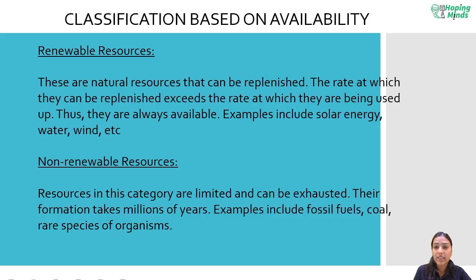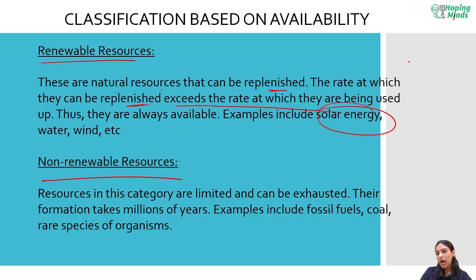Classification based on availability is something we all are very well versed with. The renewable and non-renewable resources of energy. Renewable are the natural resources that can be replenished. The rate at which they can be replenished exceeds the rate at which they are being used. For example, solar energy. Now, unfortunately, we'll come ahead and there's a very famous saying that Albert Einstein gave a long time back about solar energy.